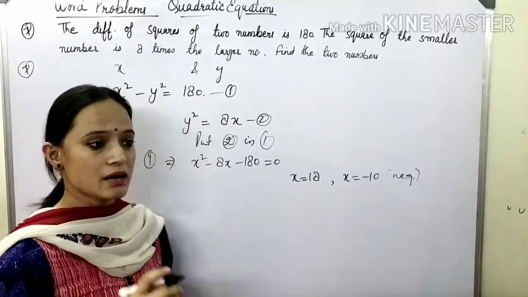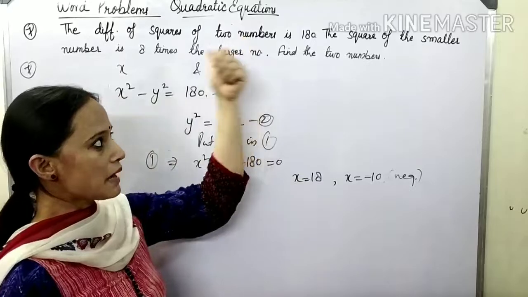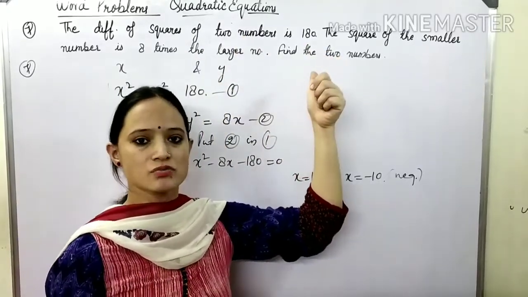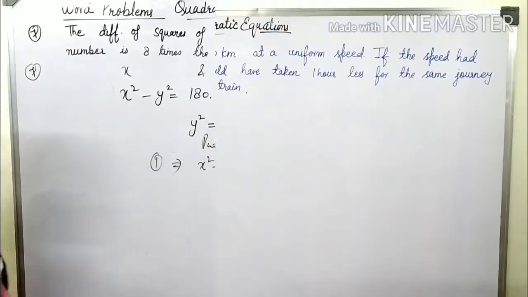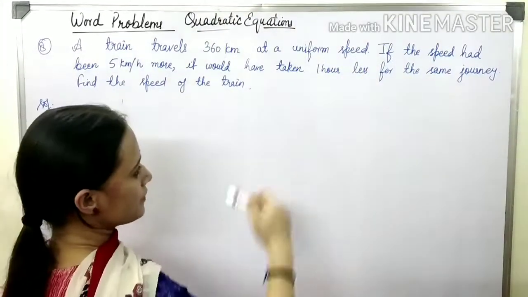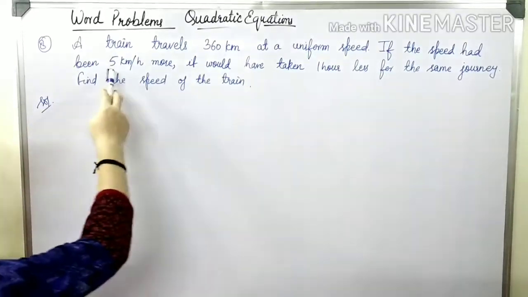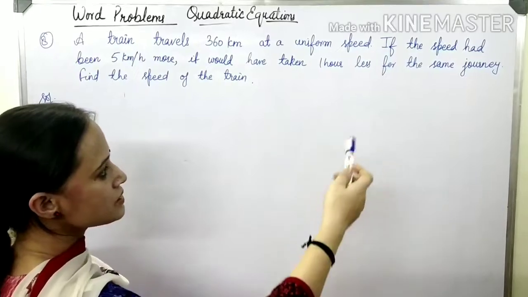So it means that we should check our answer by putting the answers back into the given condition, so that we can verify whether we are getting the correct one or not. Question number 8. A train travels 360 km at a uniform speed. If the speed had been 5 km per hour more, it would have taken 1 hour less for the same journey.